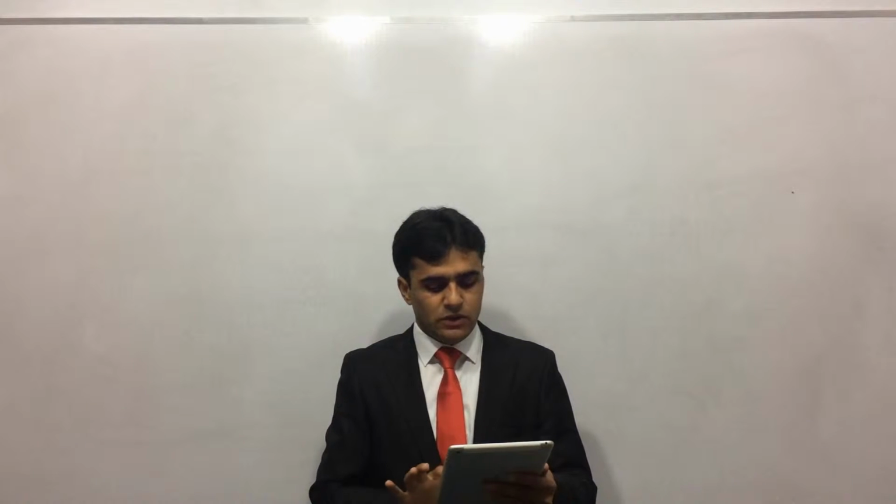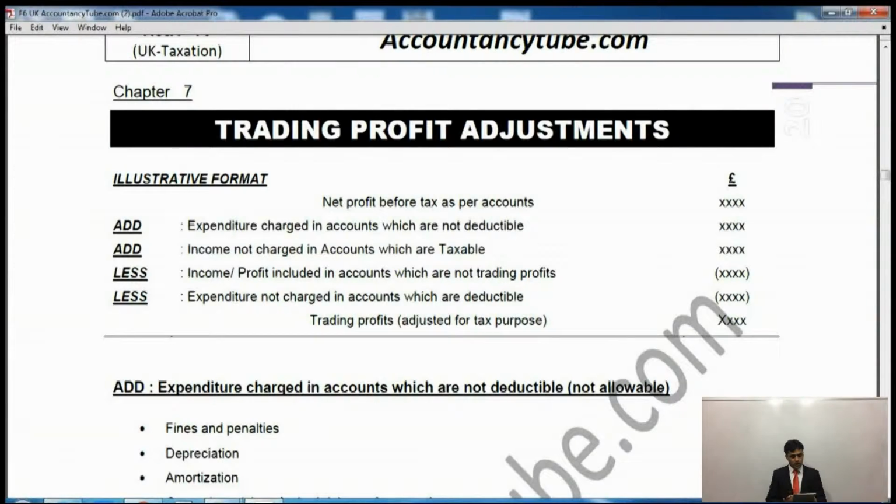Now I will just share the screen with you. Here you go, I've shared the screen. It is page 21, and chapter 7 says trading profit adjustments. Now what we will have to do is take net profit before tax as per accounts. So you will take the net profit before tax as per the accounts, then you will have to make some adjustments to it.